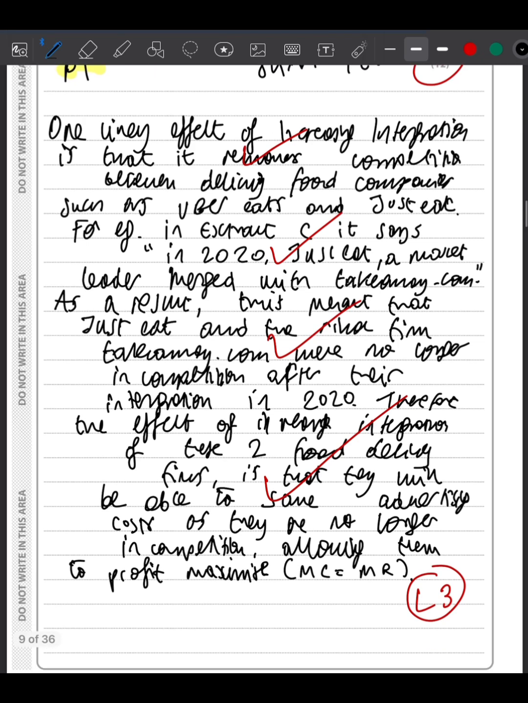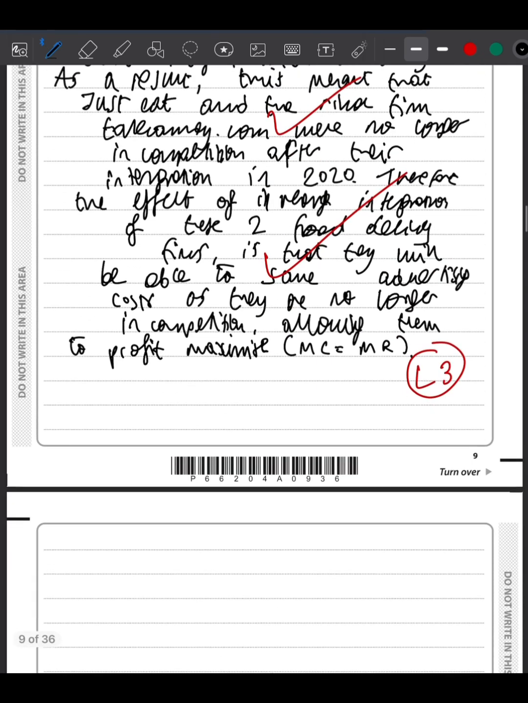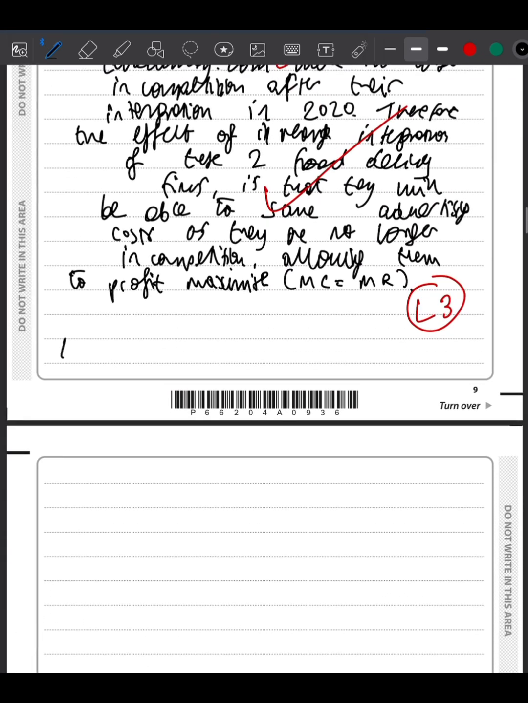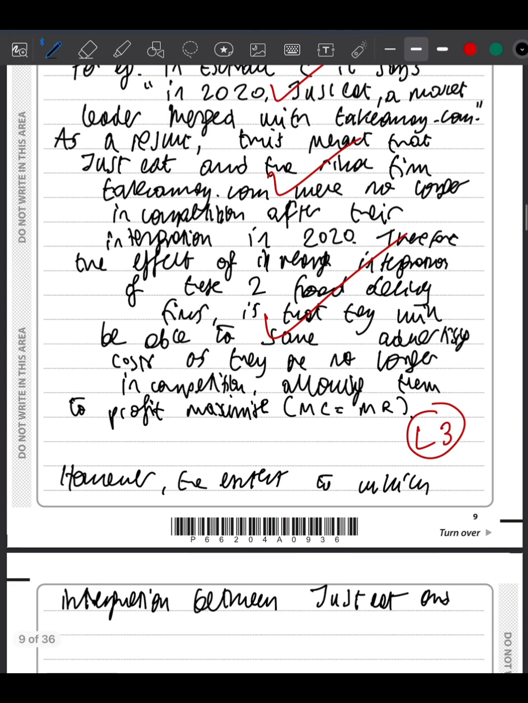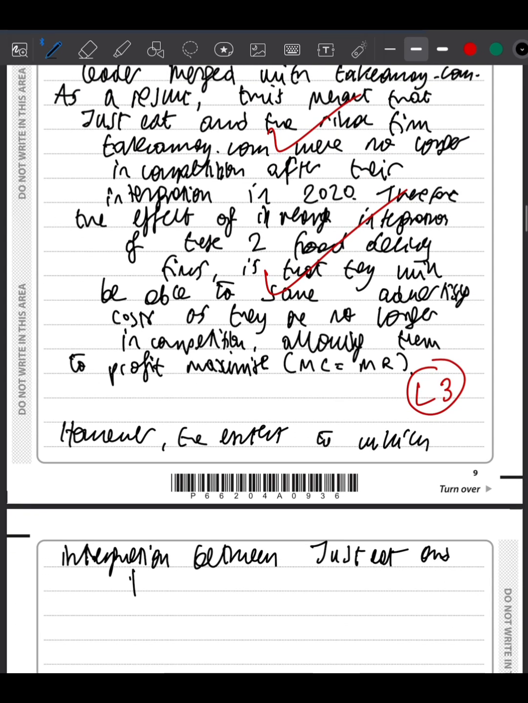Now we're going to quickly write evaluation. However, the extent to which integration between Just Eat and, what was that, Takeaway.com.